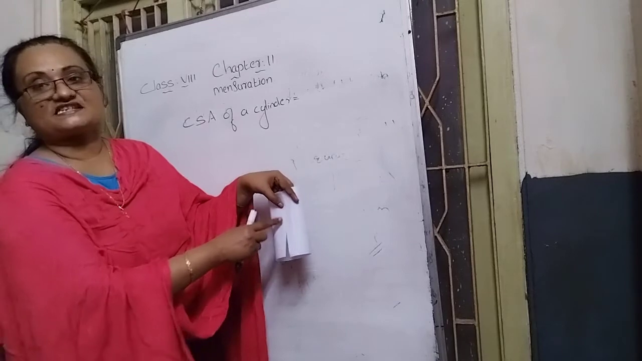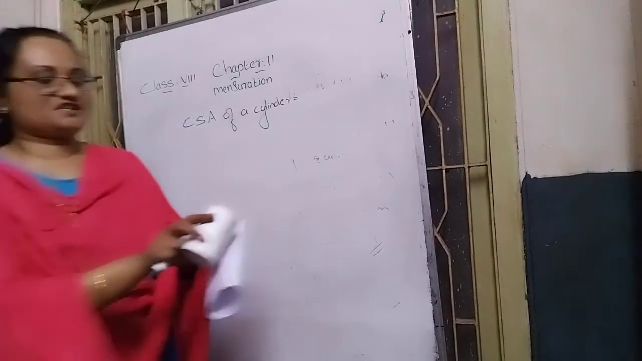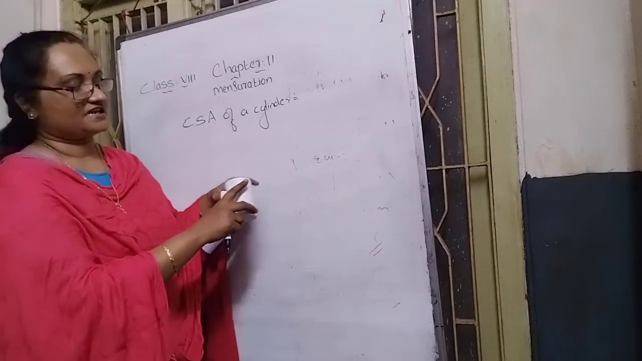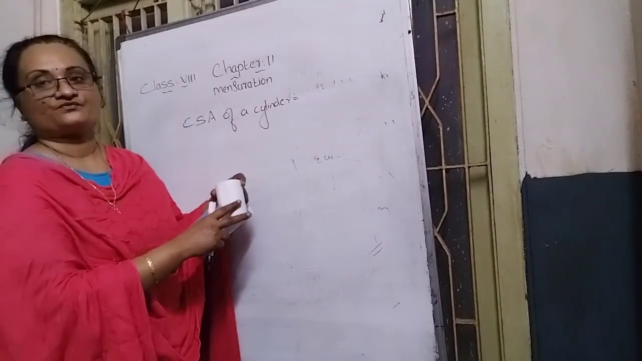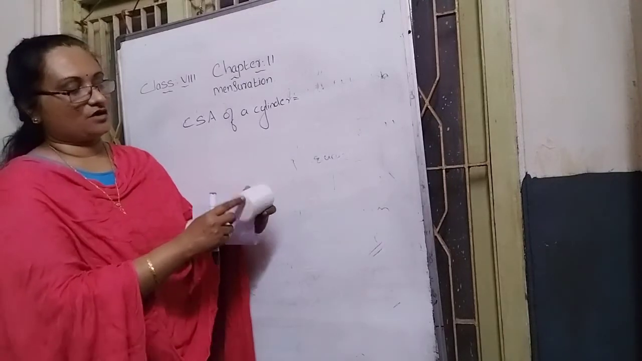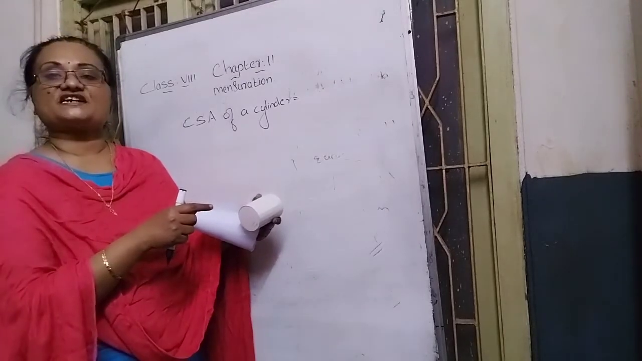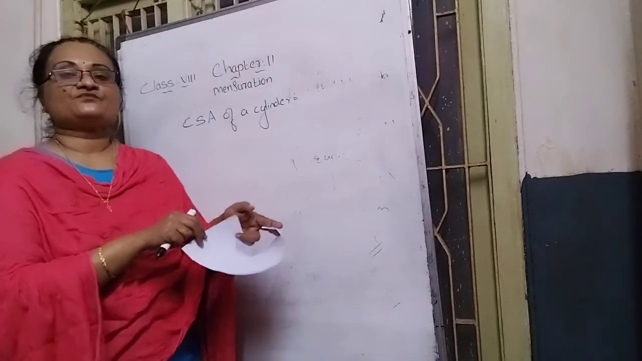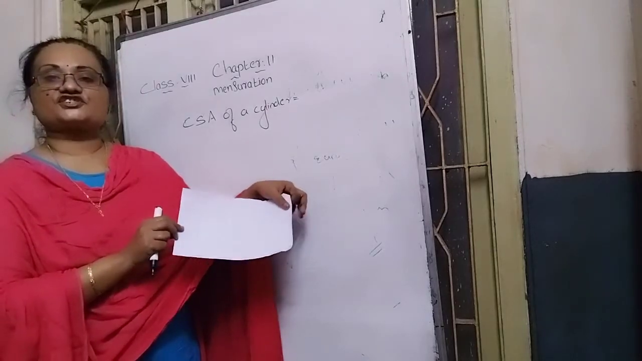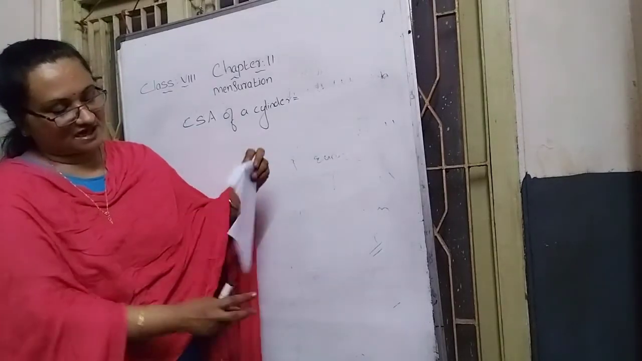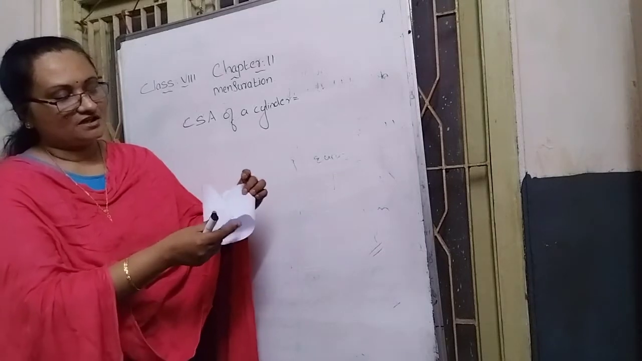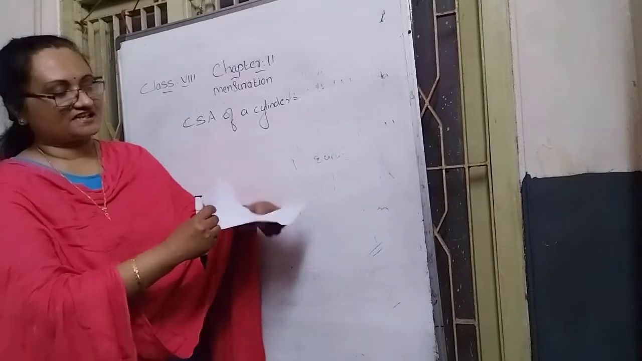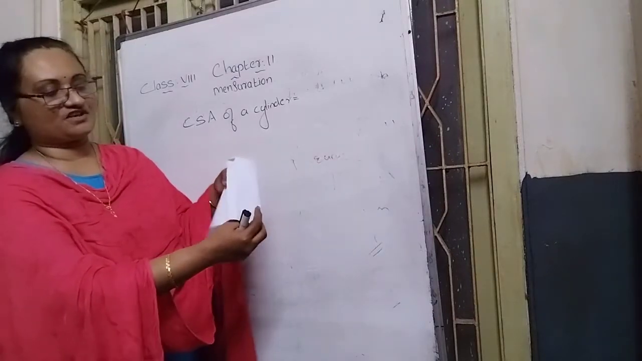This part represents the height of the cylinder, the H value. Then the bottom and top part are in which shape? A circle shape. When we cut and open that cylinder, we get a rectangular shape. So when rolling this length part, we get a circle shape.